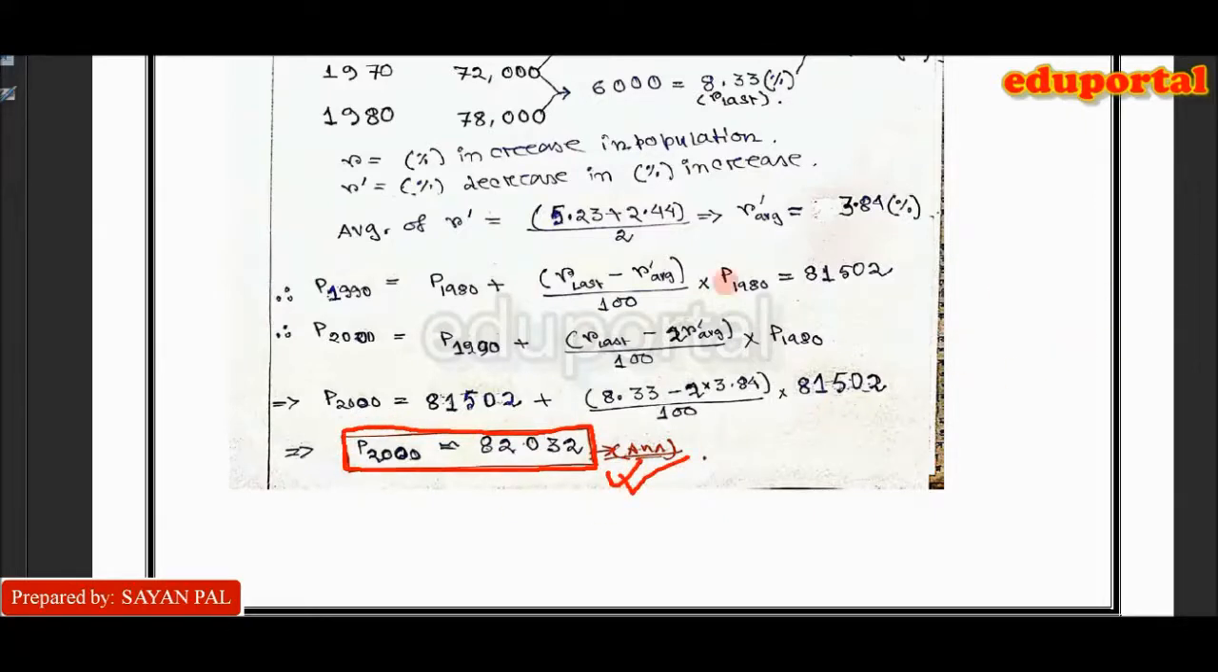This is the way to solve a population forecast problem by the decreasing rate of growth method.